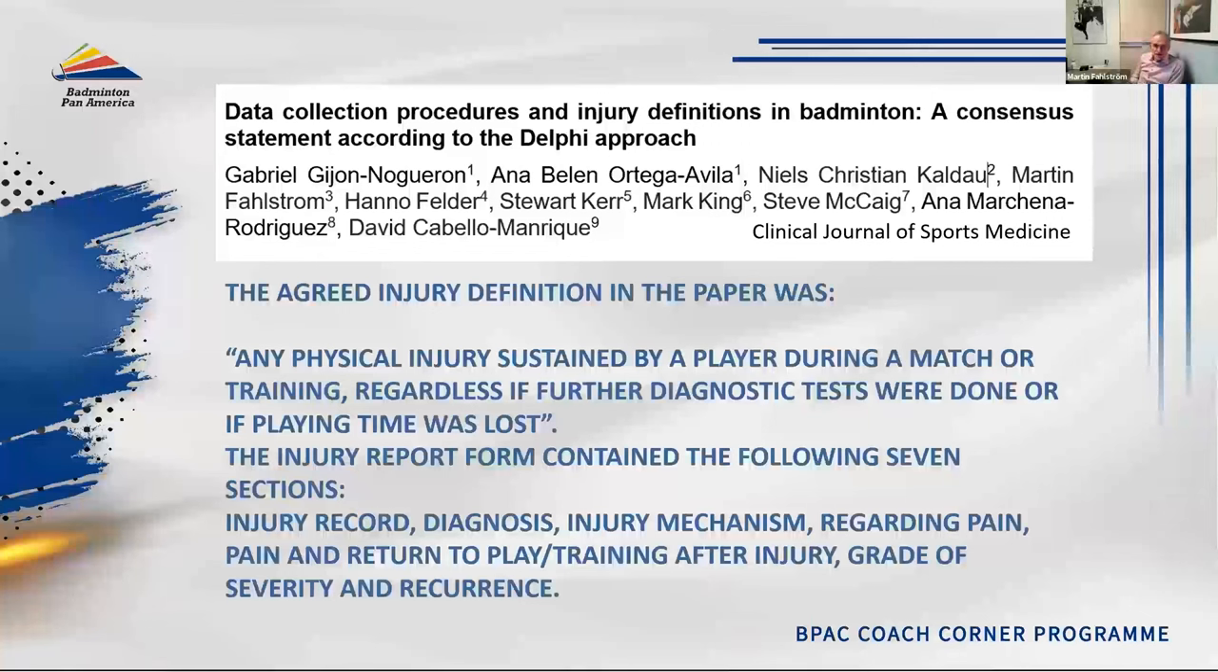reported seven sections that is about injury record, how things happened, the diagnosis, the mechanism, the pain, return to play after injury or return to training after injury, the grade of severity and recurrence. But so far, this is a good attempt. It is not yet published, but we expect it to be published this year.